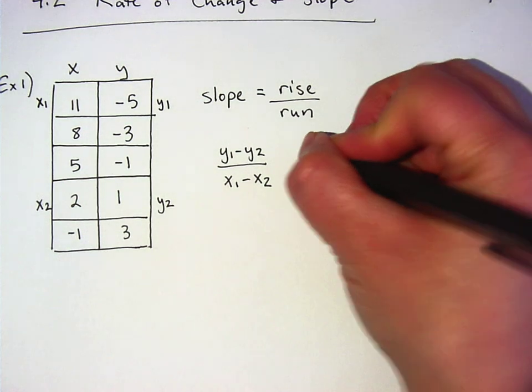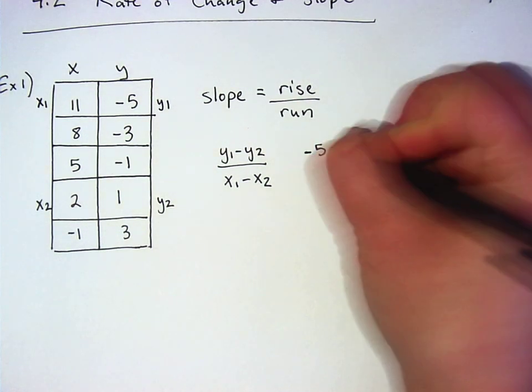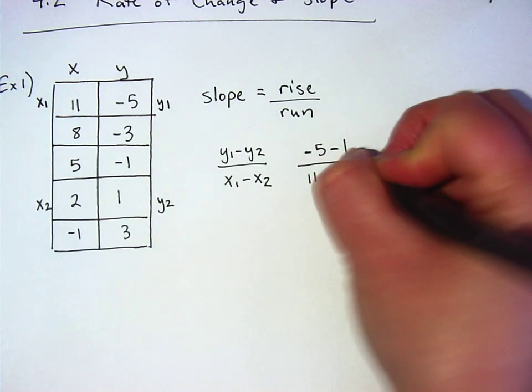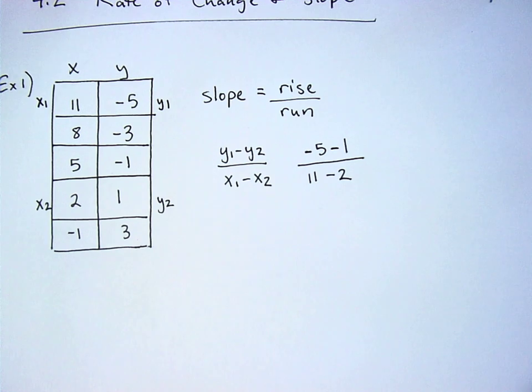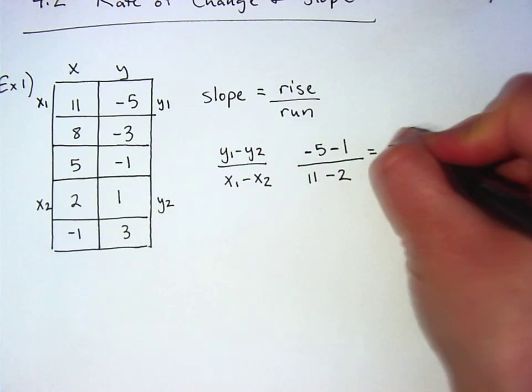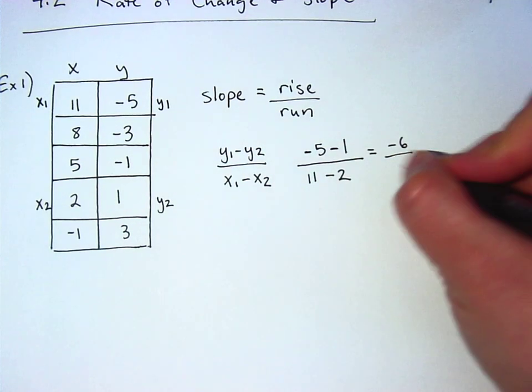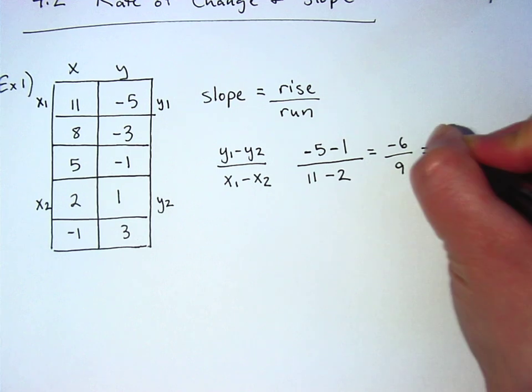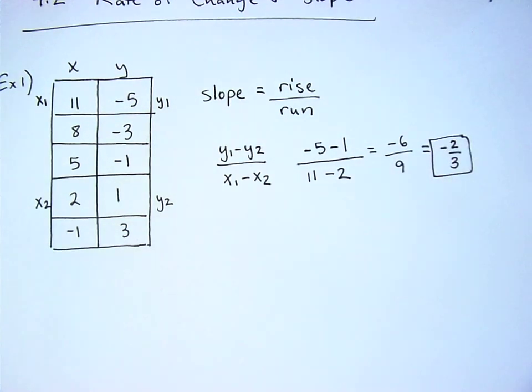So if I start plugging this in, it'd be -5 minus 1 over 11 minus 2. Which would be -5 minus 1 is -6, and 11 minus 2 is 9, which reduces to -2/3, which is the slope for this problem, or the rate of change. That means every time that x goes down 1, y goes down 2/3.